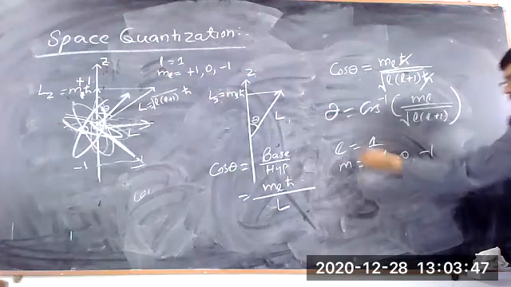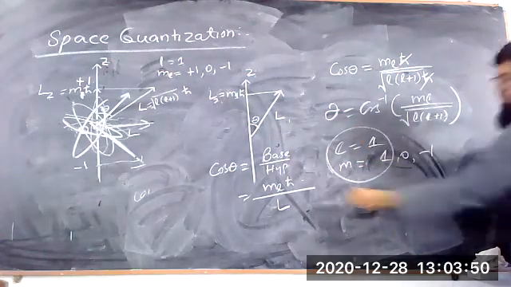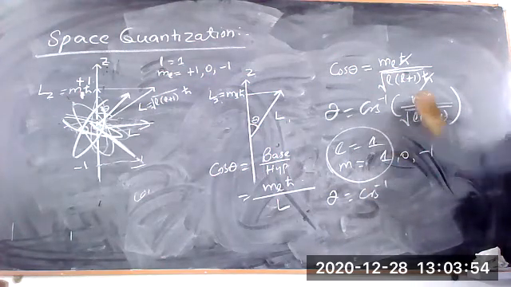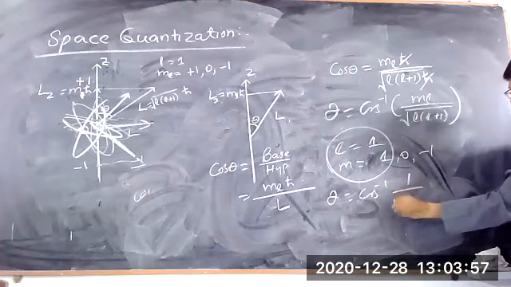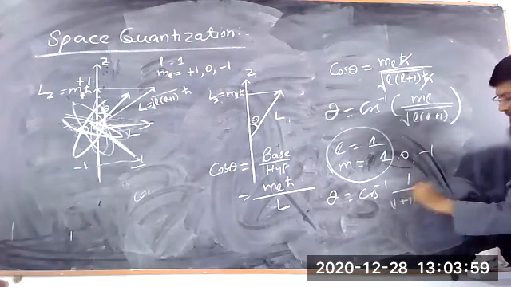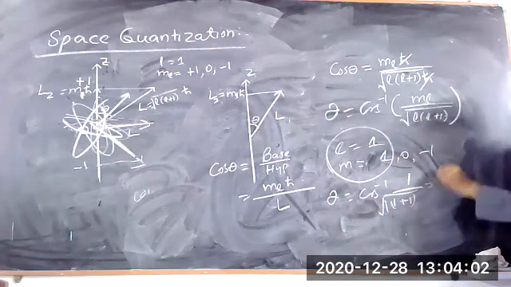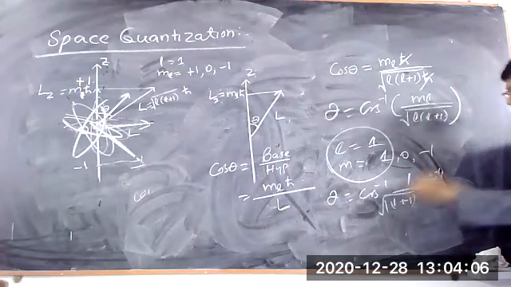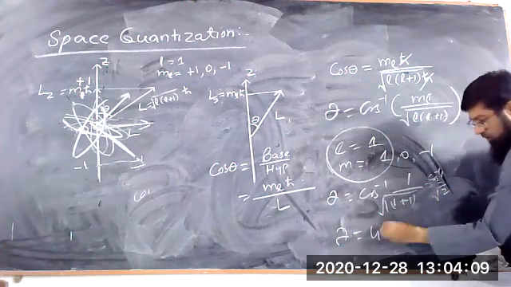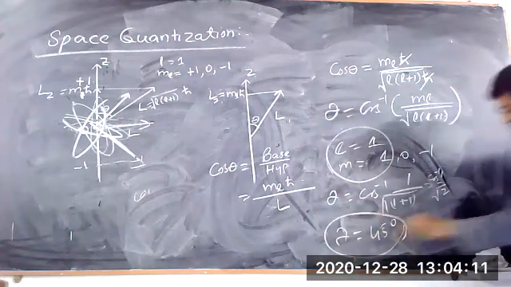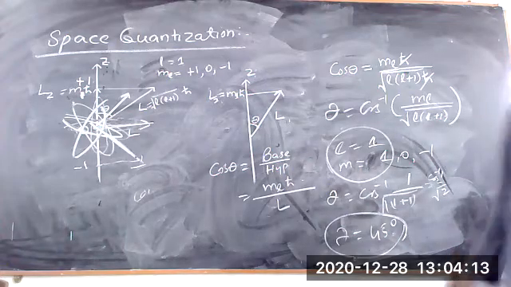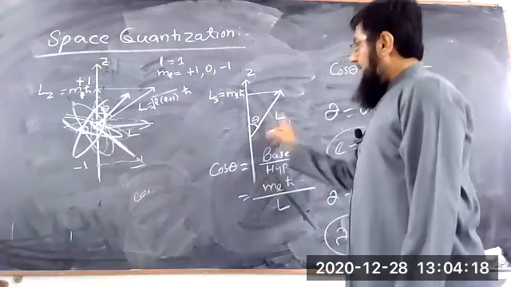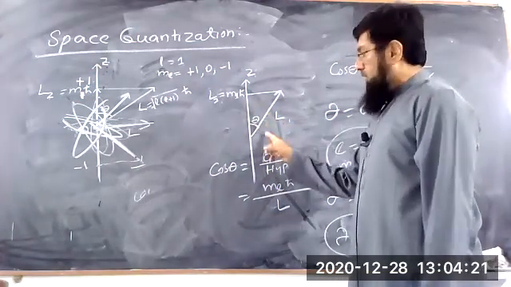Here, we may take these values. Theta is equal to cos inverse. L is equal to 1, ml is equal to 1. 1 upon square root of 1 into 1 plus 1. It means this gives you 1 upon square root of 2, cos inverse. And this gives you theta equal to 45 degrees. It means this indicates that for L is equal to 1, ml is equal to 1, the angle is 45 degrees.